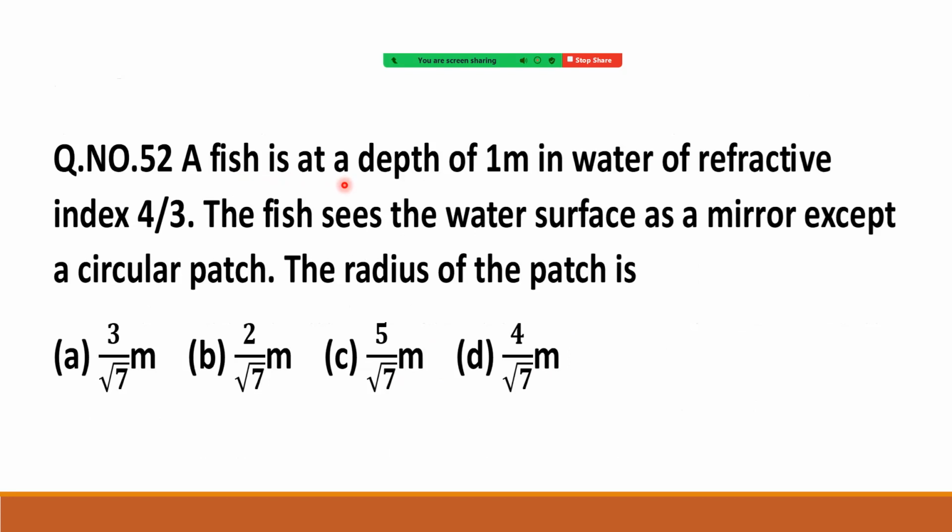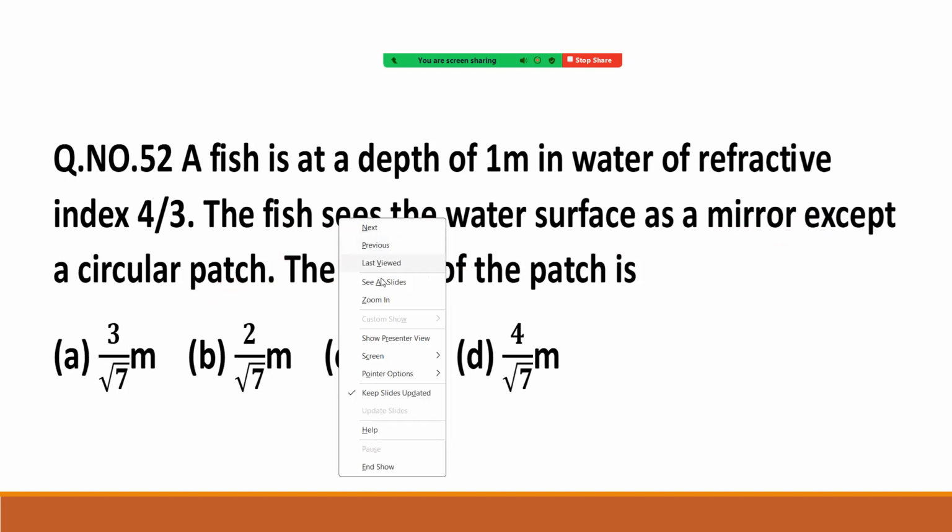A fish is at a depth of 1 meter in water of refractive index 4 by 3. The fish sees the water surface as a mirror except a circular patch. The radius of the patch is? So here we have to understand the meaning of the fish sees the water surface as a mirror. Mirror means light rays are reflected. Except a circular patch. Let us see a diagram for this.